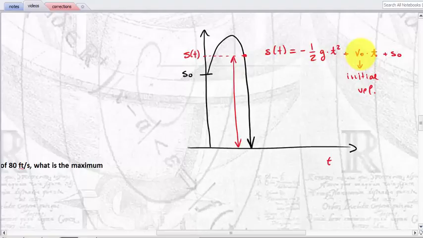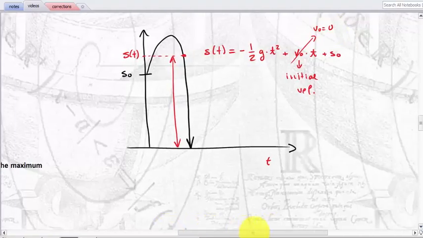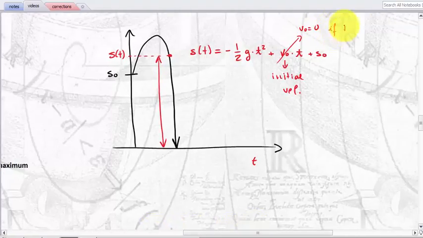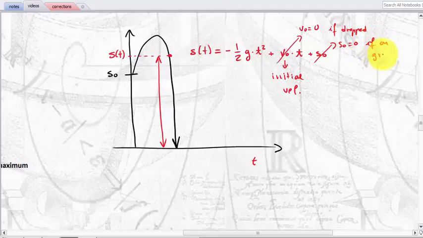If you are dropping the object, v naught will be 0, because you don't have an initial velocity. And S naught is the initial position. So again, S naught can be 0 if you're on the ground. S naught equals 0 if on ground. All right. This is a very important equation.